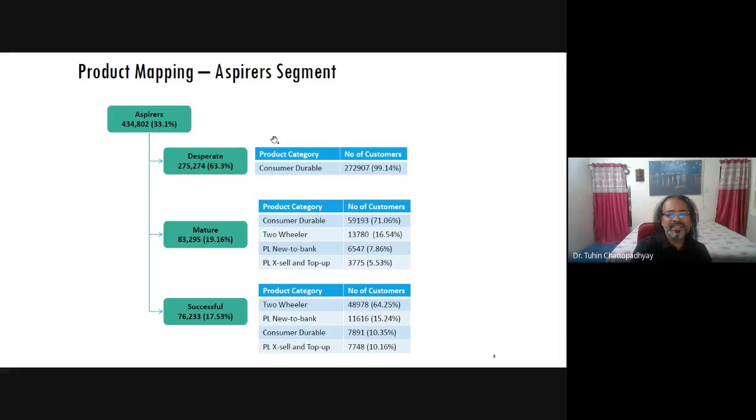Before coming there, this is what these slides represent: what kind of product categories these segments consume. This is nothing but a simple mapping, no big deal. I would suggest though, mathematically it's no big deal. This doesn't require any thought process or power.